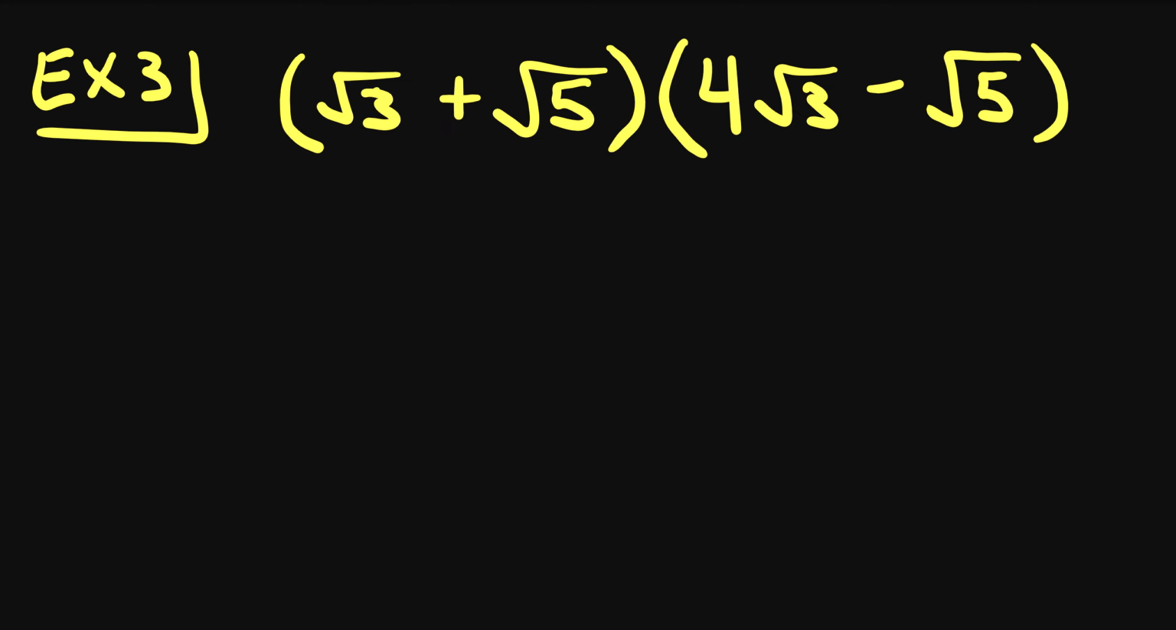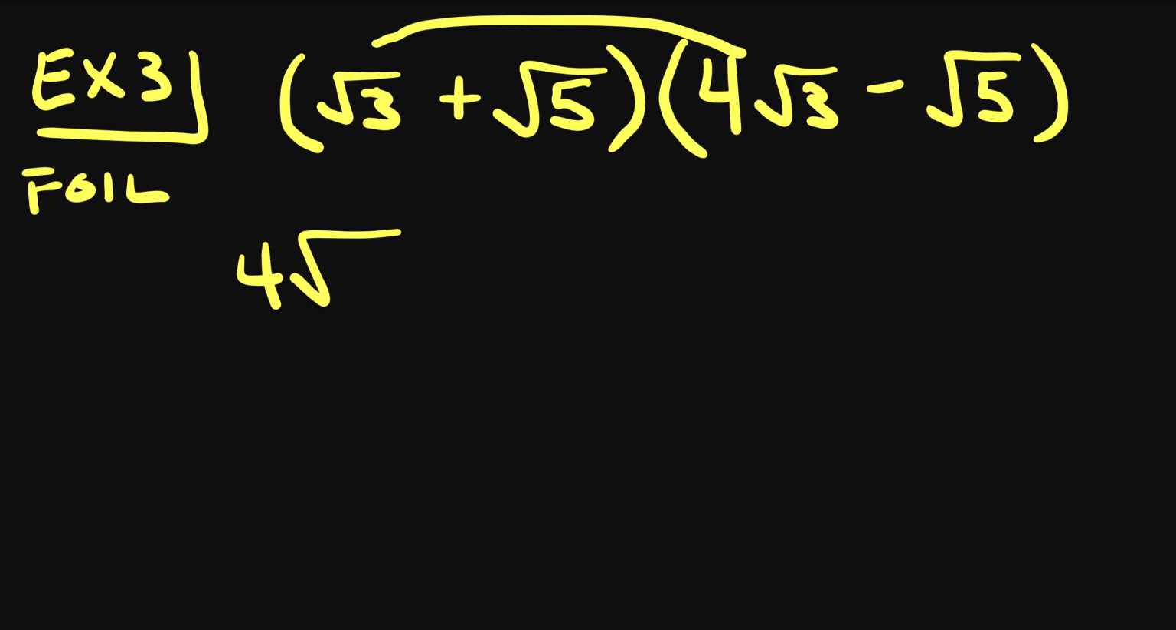All right, next we have example 3. And now here we have 2 binomials that we're multiplying, so we get to do what? We get to FOIL this. All right, so first is the square root of 3 times 4 times the square root of 3, which would really be 4 times the square root of 9. And I'll leave it like that. Okay, I know I'm going to have the square root of 9 to simplify. Then I'm going to do the outside, which is the square root of 3 times the square root of 5.